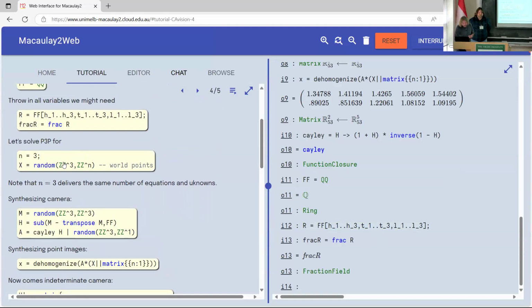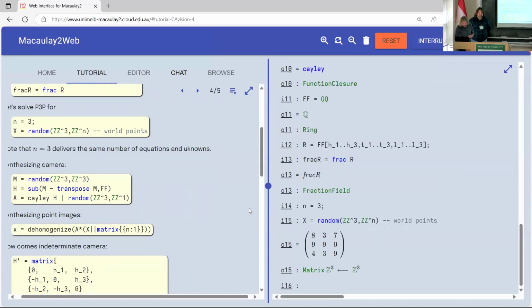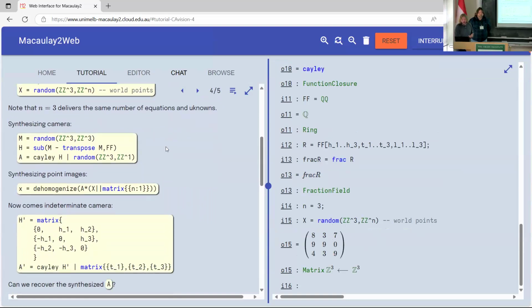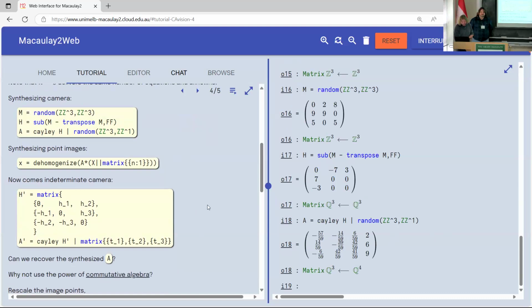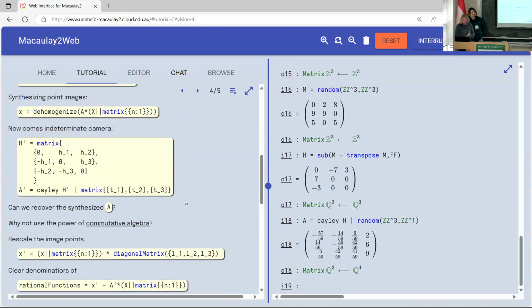What I need to do is to first fabricate my data. I would synthesize the camera. Here I'm synthesizing something with small integer numbers. I would synthesize the camera by doing these operations, and then I get a 3x4 matrix. So this is a camera. It's in SE3. Can I recover this synthesized camera if I synthesize the data as well?